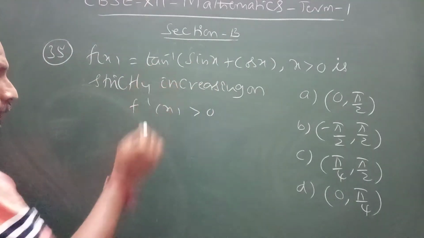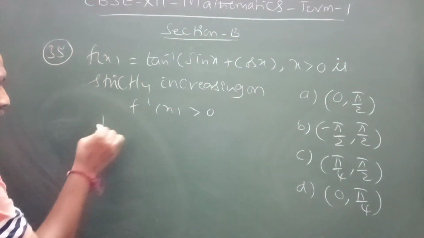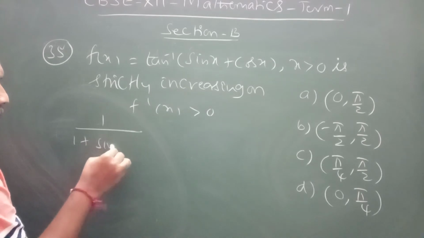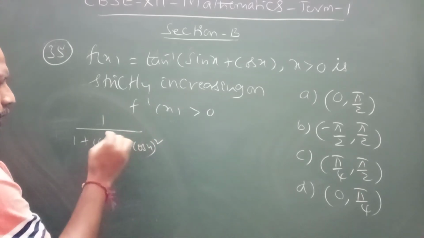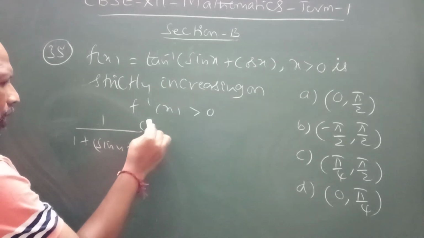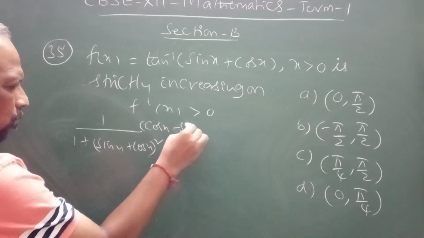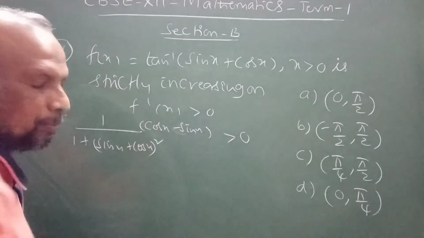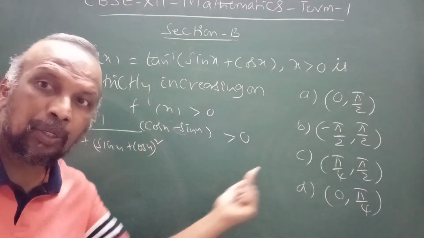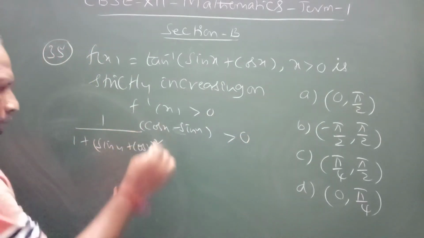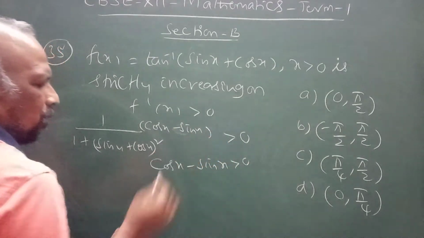Derivative of tan inverse x is 1 by 1 plus x square. I can write 1 by 1 plus sin x plus cos x whole square. Derivative of sin x plus cos x will be cos x minus sin x, which is greater than 0. See, the denominator is positive, so I can eliminate that. Since everything is positive, I can write cos x minus sin x greater than 0.